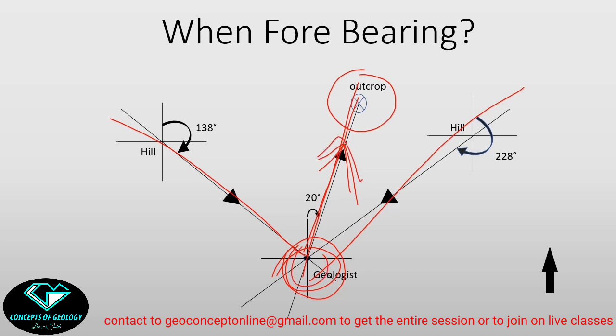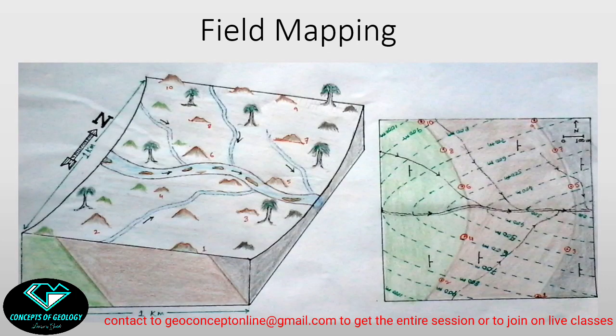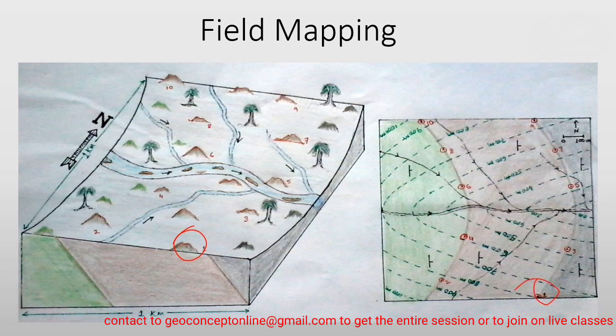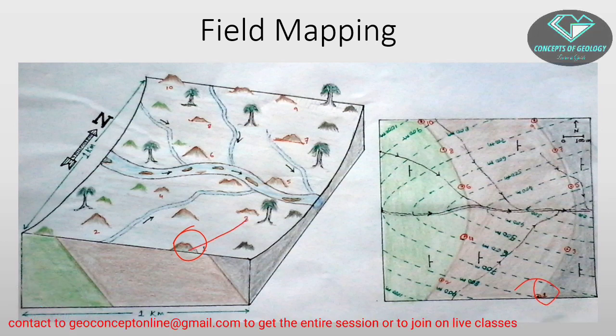Okay, and the back bearing will be taken in this direction. This will be from hill to the geologist. The words from and to will be used accordingly. So by means of fore bearing and taking the distance, we can do the mapping. Suppose this was point 1, my first location. I have plotted it here. After that, I have taken the fore bearing for 3.